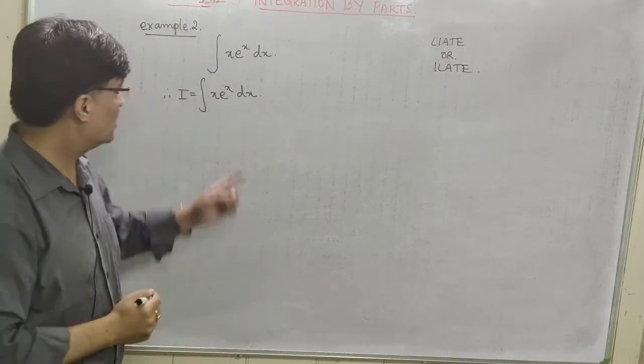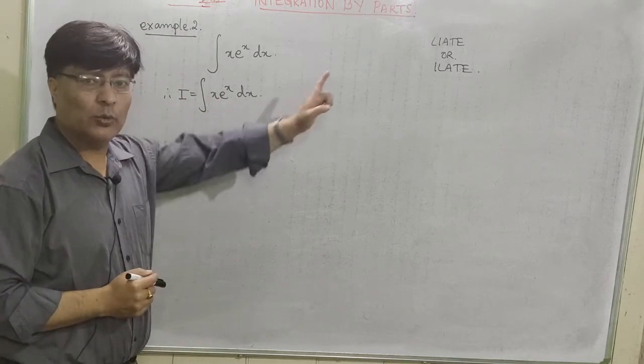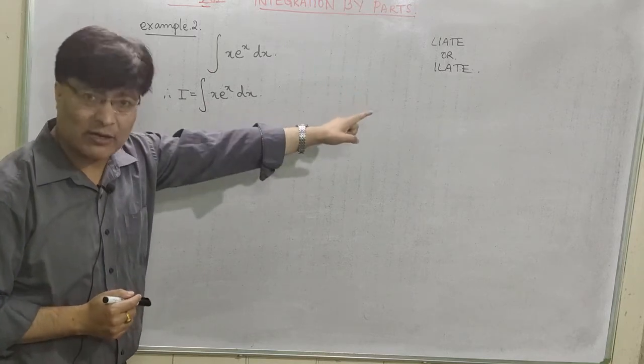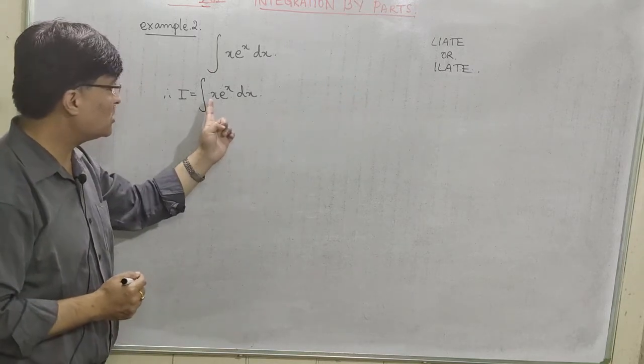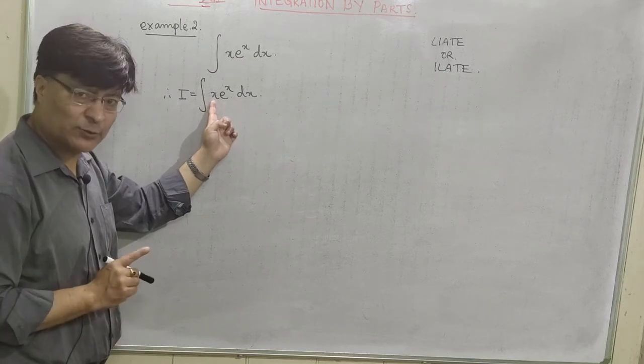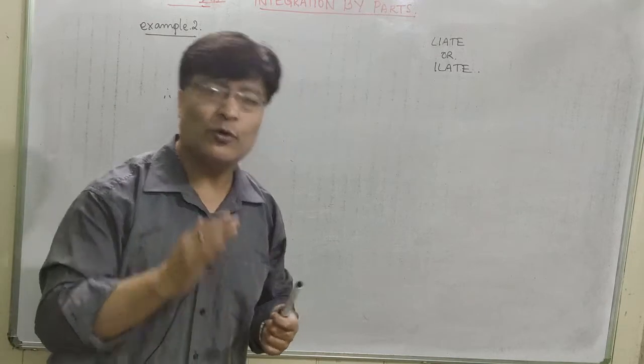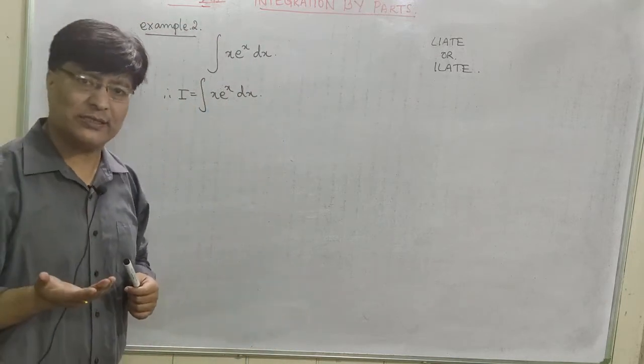Okay. So this is a and this is e. Which letter comes first in the word ILATE? A comes first, isn't it? So this algebraic function x is the first function and e to the power x is the second function. Now we know which is the first function and which is the second function.